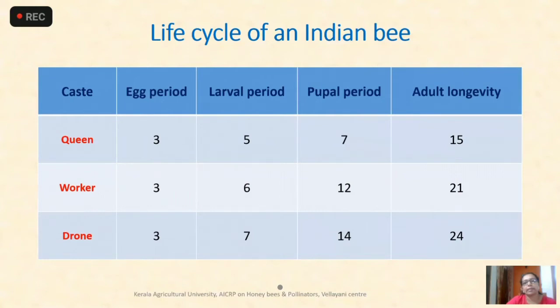The egg period is almost the same for all, but the larval period is 5 days for the queen, 6 for workers, and 7 for drones. And again, there is variation in the pupal period and also in the adult longevity.